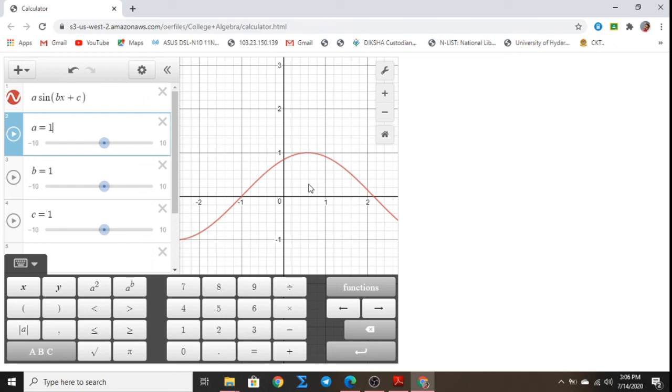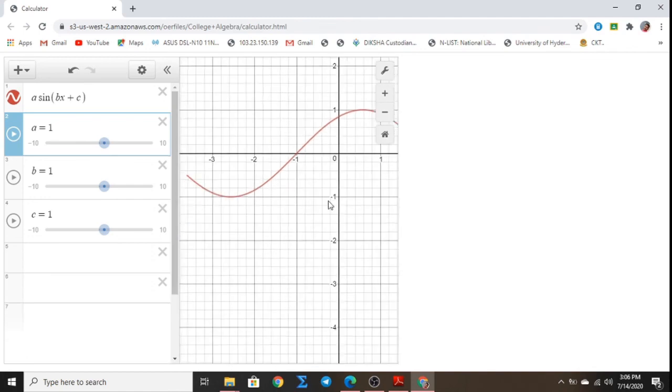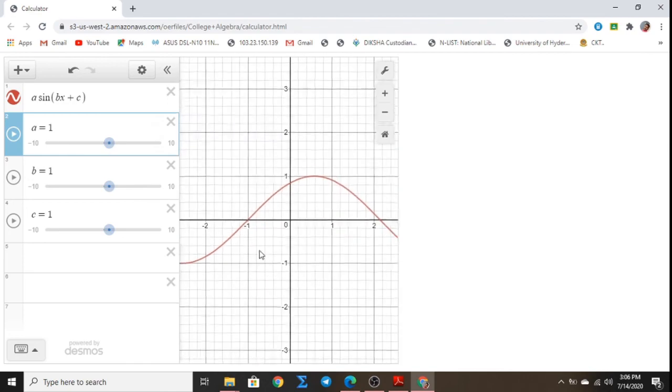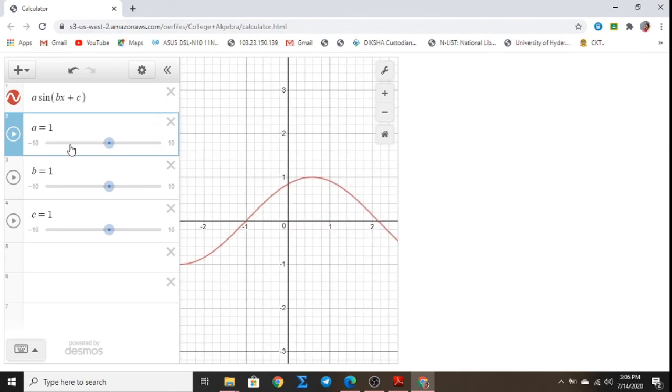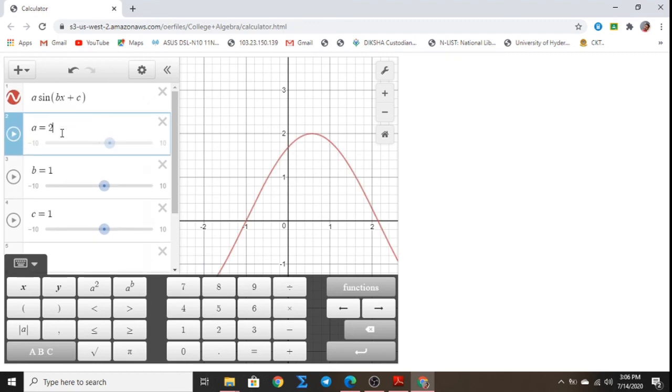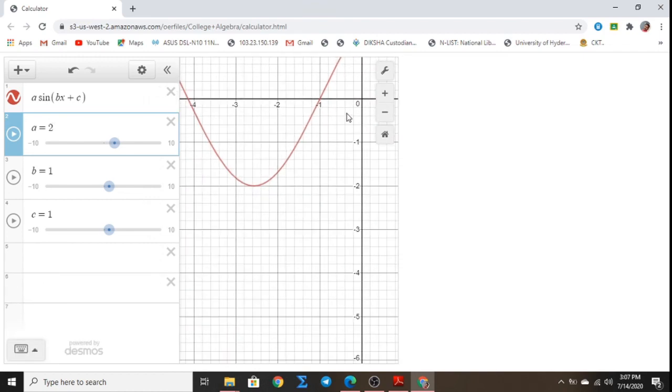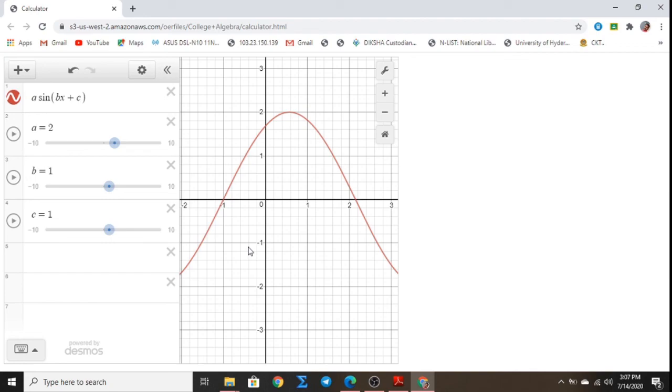The amplitude of the graph of the sine function is the amount by which it varies above and below the x-axis. Above the x-axis it goes to plus 1, and below the x-axis it goes to minus 1. So in this case the amplitude is 1. If we change the amplitude, see what will happen. I take amplitude equal to 2. Above the x-axis it goes to plus 2, and below it goes to minus 2. So in this case the amplitude is 2.